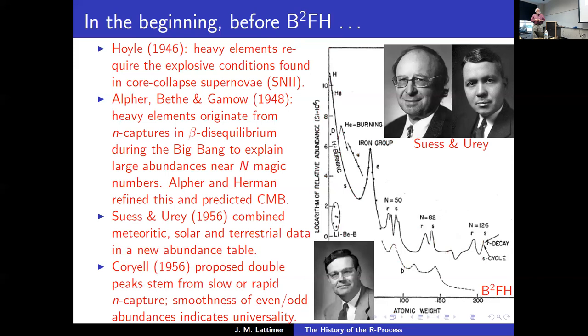Suess and Urey basically produced the more modern abundance tables by combining knowledge of meteoritic, solar, and terrestrial data. And this spurred a lot of nuclear physics work after that. And Cameron was one of the first to suggest, after looking at these tables and the double peaks, which actually were apparent already in Victor Goldschmidt's 20-year-old abundance tables, but not apparently taken seriously by everybody. But he developed the idea that these could be produced by neutron captures, and the two different peaks would be an obvious result if there were, in fact, two different processes with widely differing neutron capture fluxes.